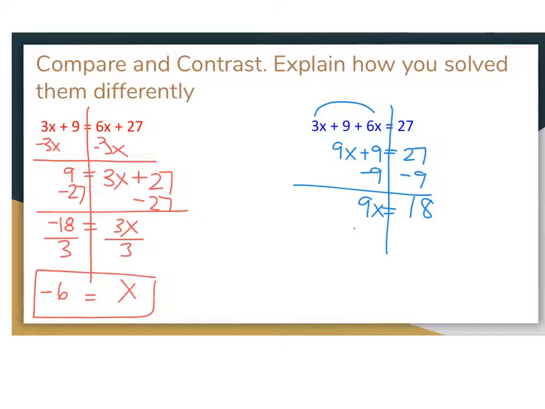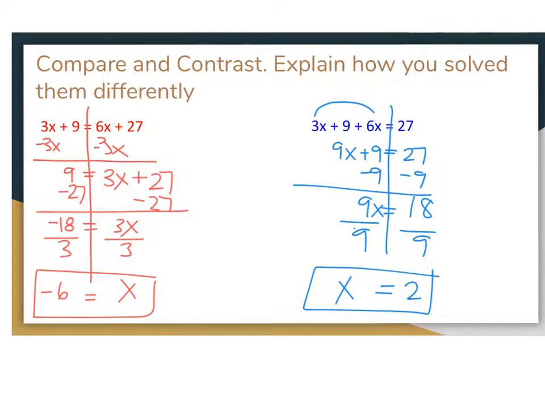So you can see on the other problem we had 3x, but this time we have 9x. But you're still going to do the same thing because you have to divide by 9. And so x equals 2. So just by moving the location of the equal sign, the answers change quite differently. One's a negative 6 and one's a positive 2. So pause the video, take a minute, and explain in writing how you went about solving these problems differently and why.